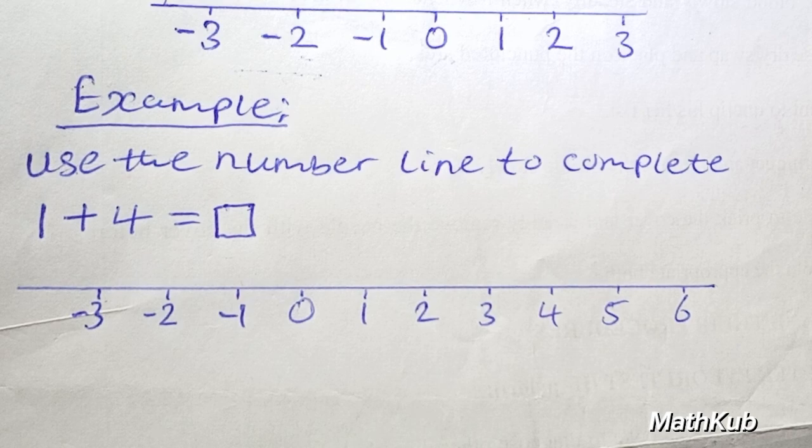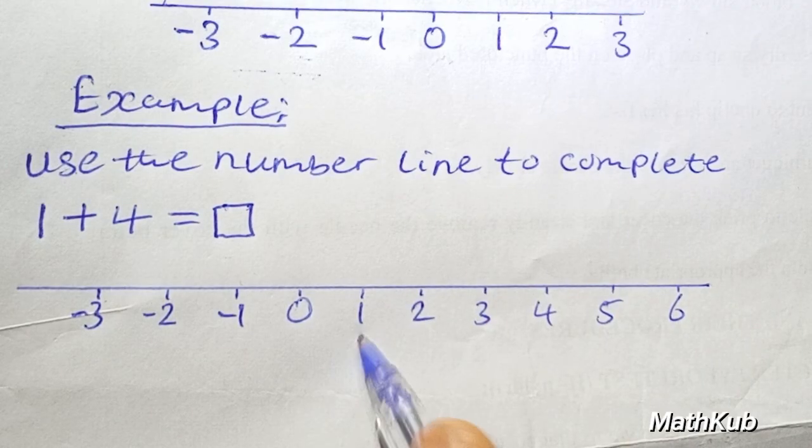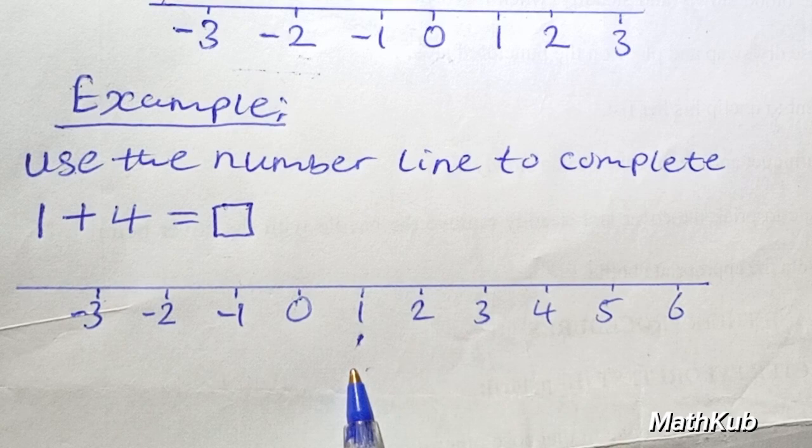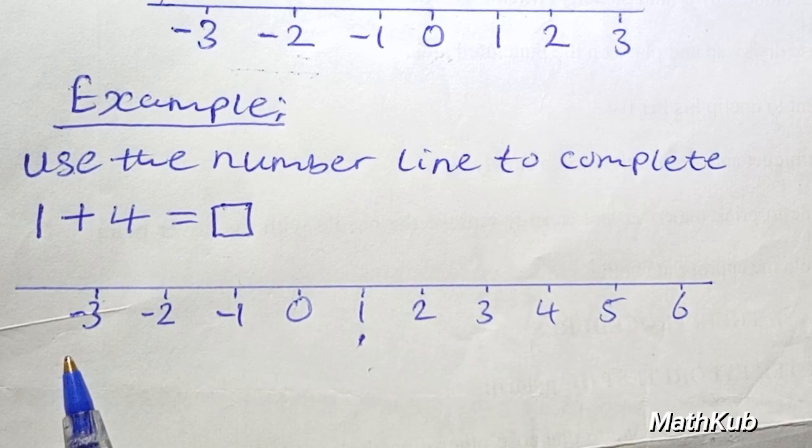1 plus 4 is what? Don't tell me, I know you know the answer, but let's use the number line. Where is 1? Locate 1. Here it is. So we want to add 4 to it. Remember, addition is to the right, and subtraction is to the left hand side. So this is what we do.